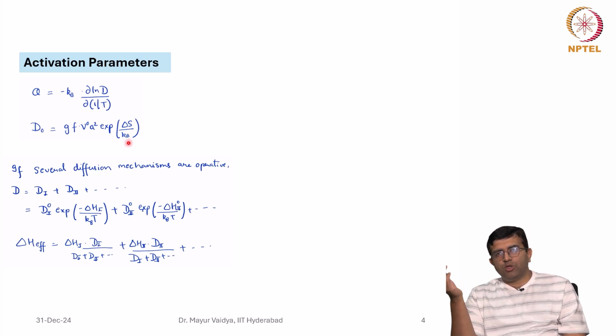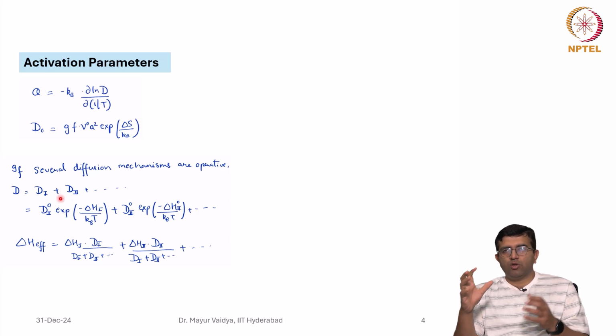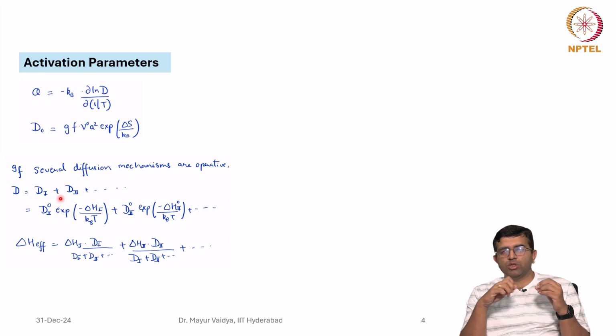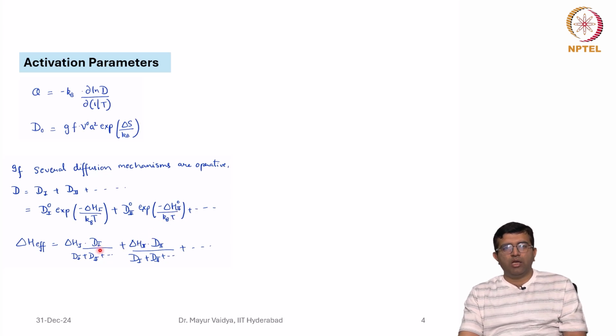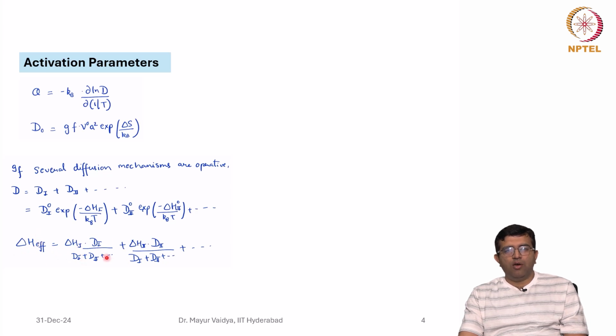If several diffusion mechanisms are operative, in that case, D is the summation of the D that comes from all these diffusion mechanisms, and for each you can write, let us say, D1 is equal to D1 naught exponential minus delta H1 by KBT, D2 naught into exponential minus delta H2 by KBT, and so on. So, the effective delta H in that case is the weighted average of all the individual delta H.